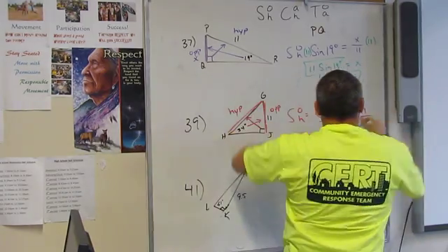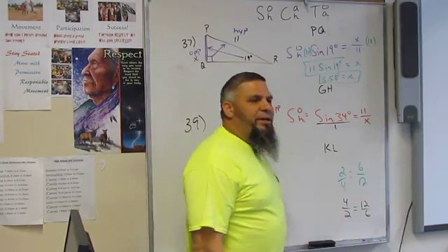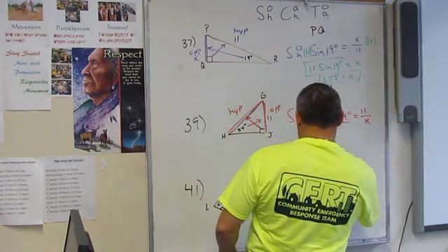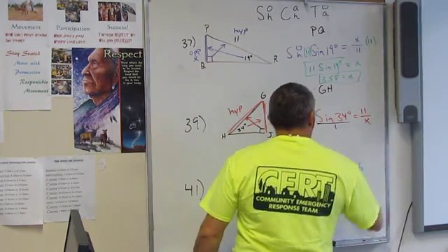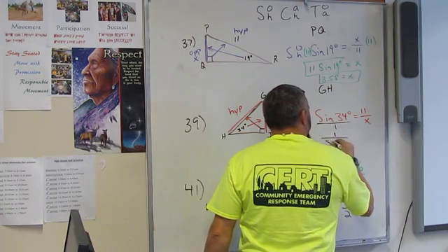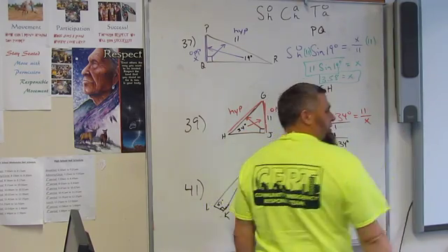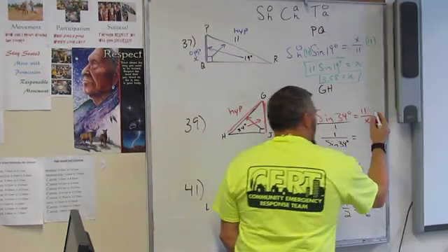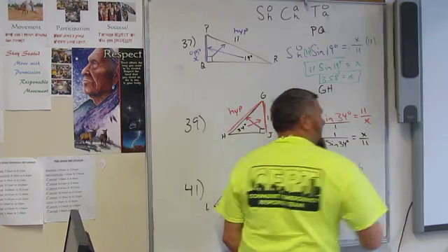So all I have to do is remember that this is over 1. And I just flip both sides. Okay, let me move this KL. I'm going to just flip both sides. So I got 1 over sine 34. Right? We've learned that earlier in the year. Okay? Equals x over 11.